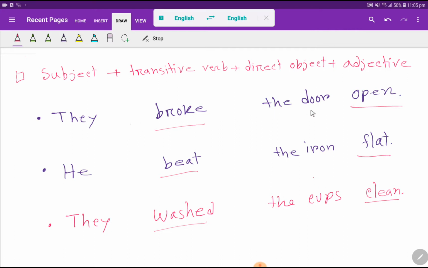They broke the door often. Look, here often is an adjective, right? Okay. Here is another example. He beat the iron flat. The iron is a noun phrase and is functioning as an object of beat, and flat is an adjective that is modifying the noun iron. Here often is modifying the noun door.